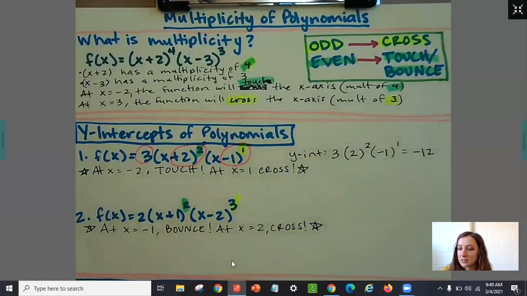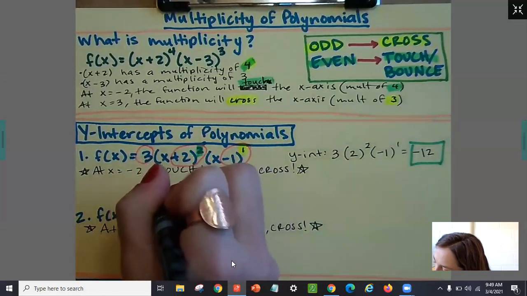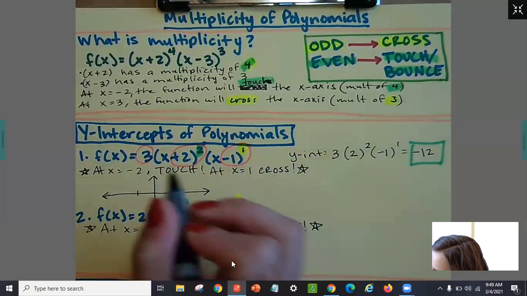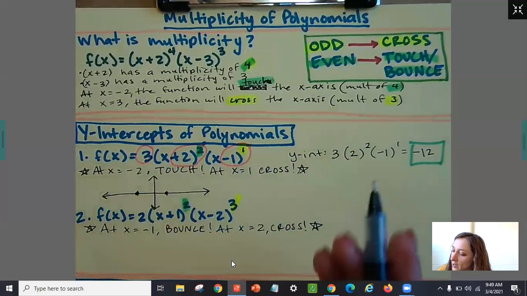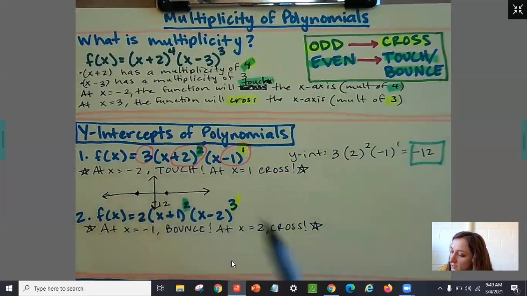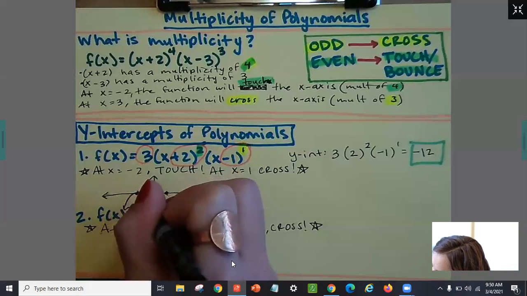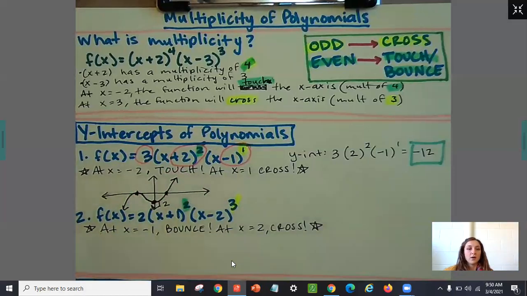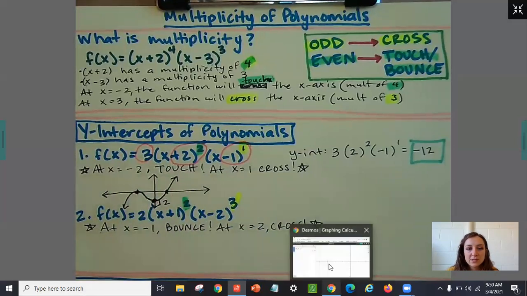So what we're looking at here, as far as the graph goes, is a graph that at x equals -2 is going to touch. At x equals 1, it's going to cross. And then it's going to have a y-intercept of -12. Okay, so we're going to touch here and cross here. So let's touch, and then we're going to cross like this. I also wanted to go through the y-intercept of -12 there.